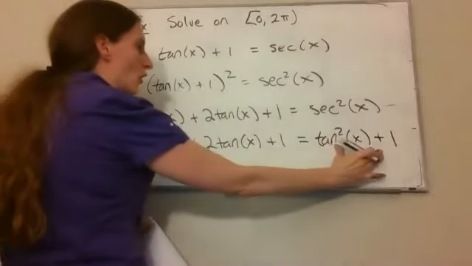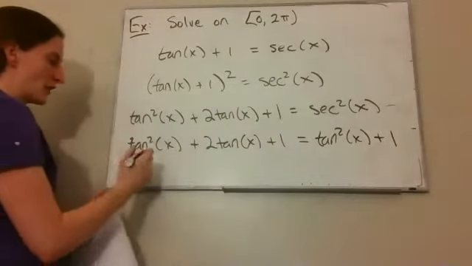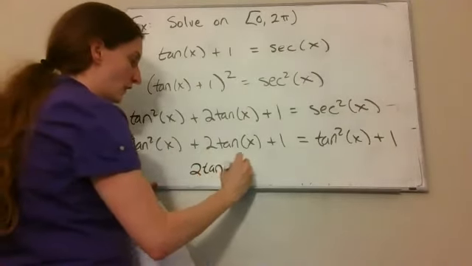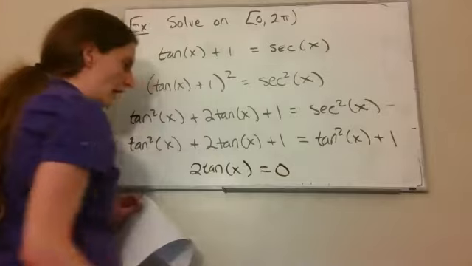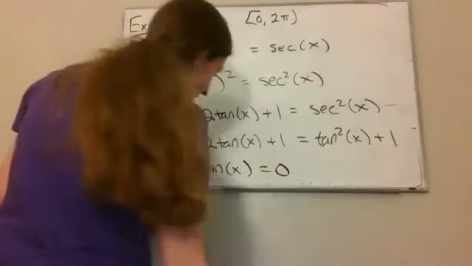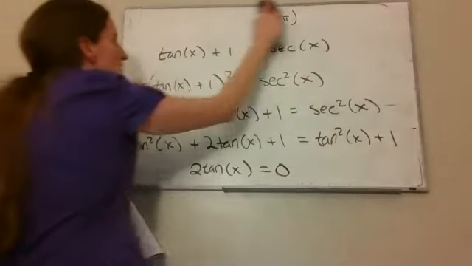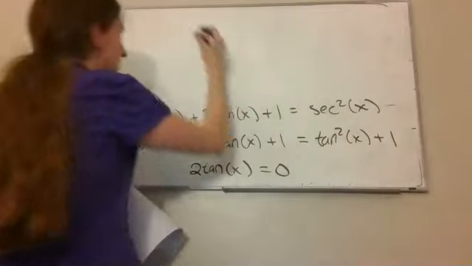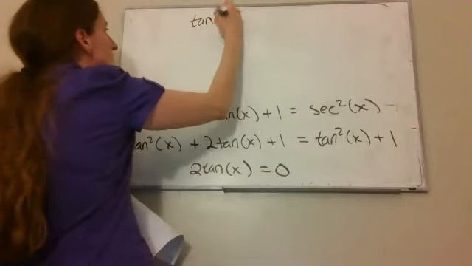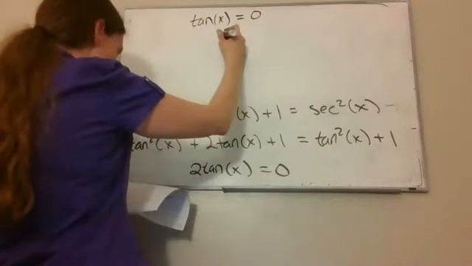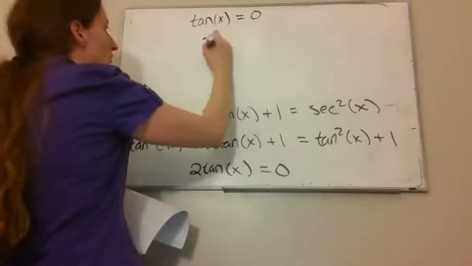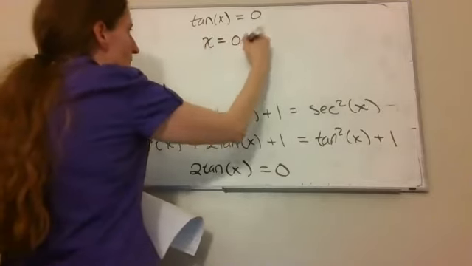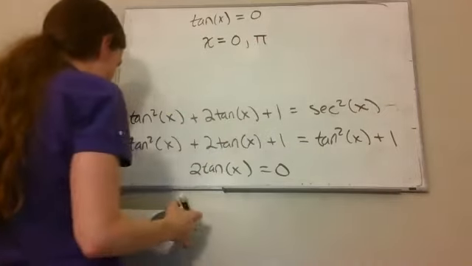Now if I move all of this right side over to the left, I'm going to just have 2 tangent x equals 0 left. Divide both sides by 2 and get tangent of x equals 0. Well, tangent of x is equal to 0 when my sine is 0, but my cosine is not 0. That happens at 0 and at pi.